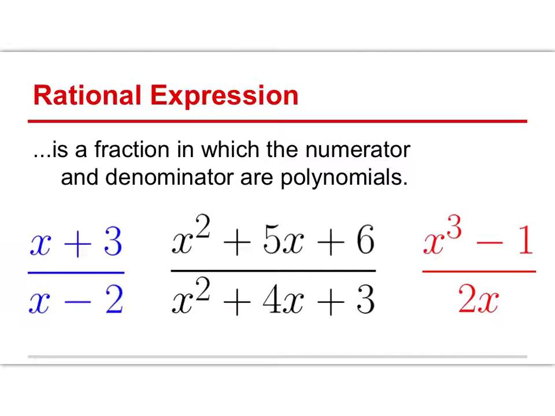For example, x plus 3 over x minus 2. Binomial over binomial. x squared plus 5x plus 6 over x squared plus 4x plus 3 in the middle. Quadratic in the numerator, quadratic in the denominator. They do not have to have the same degree, like the example in red, x cubed minus 1 over 2x. We have a cubic binomial in the numerator and a linear monomial in the denominator. There's no restrictions here. We can have different powers of x in the numerator and denominator. We can have different numbers of terms.